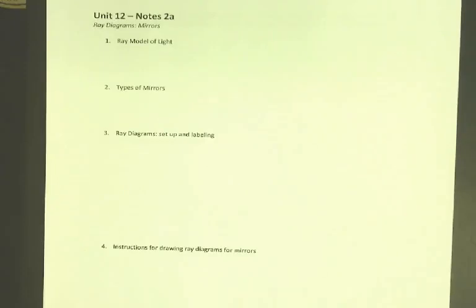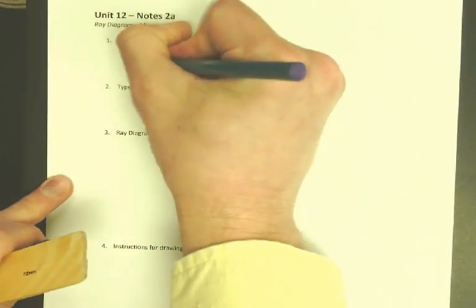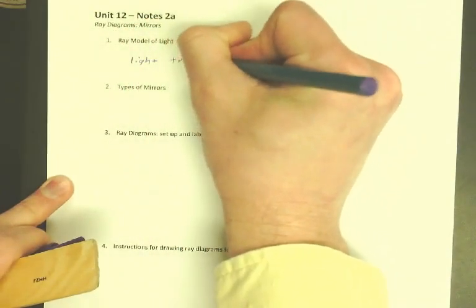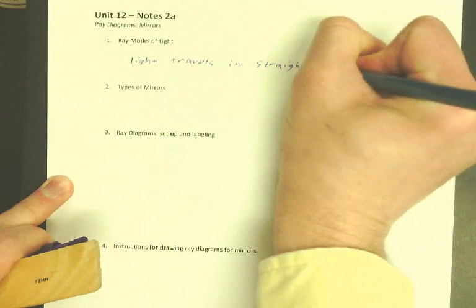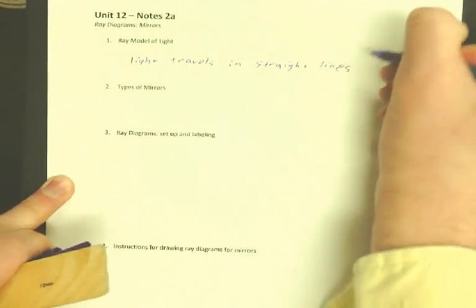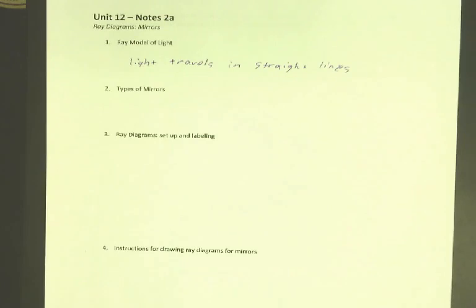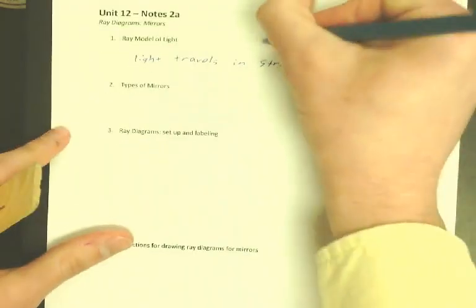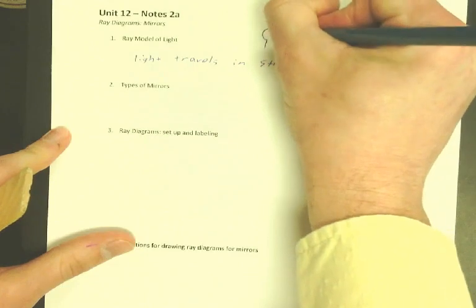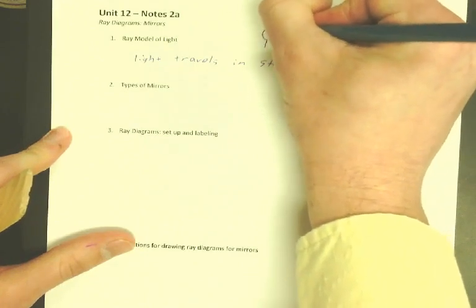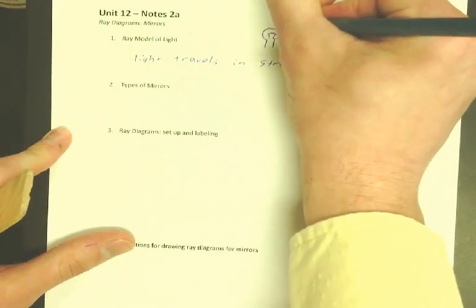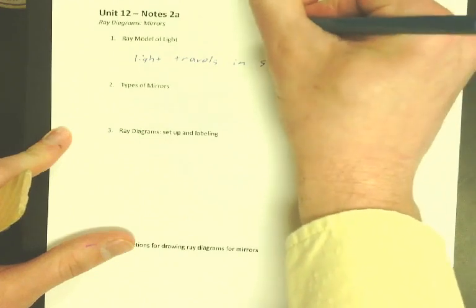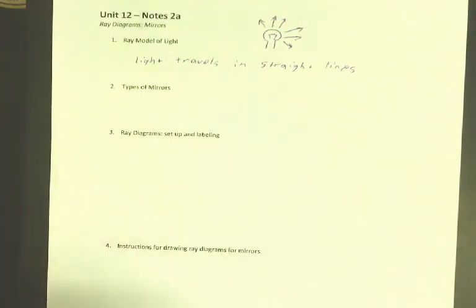Alright, number one, the ray model of light. Ready? Here it goes. Light travels in straight lines. We did that in the lab. Light travels in straight lines. That's the ray model of light. So if you have a light bulb, the light comes out in straight lines, which actually makes a lot of sense because that's how we've always drawn them. So light travels down straight lines.